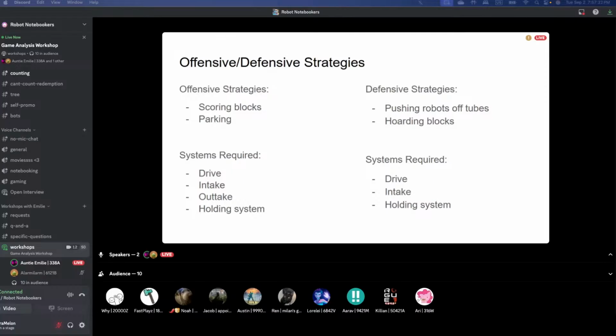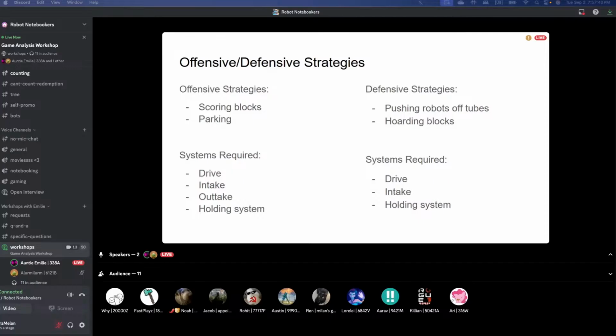And then it's worth noting that whichever of these two strategies you pick, you want to have an idea of the systems required. So, for your basic offensive robot, it's going to be some kind of drive, some kind of intake, some kind of outtake, and optionally some kind of holding system if you want to hold more than, say, one block at a time.